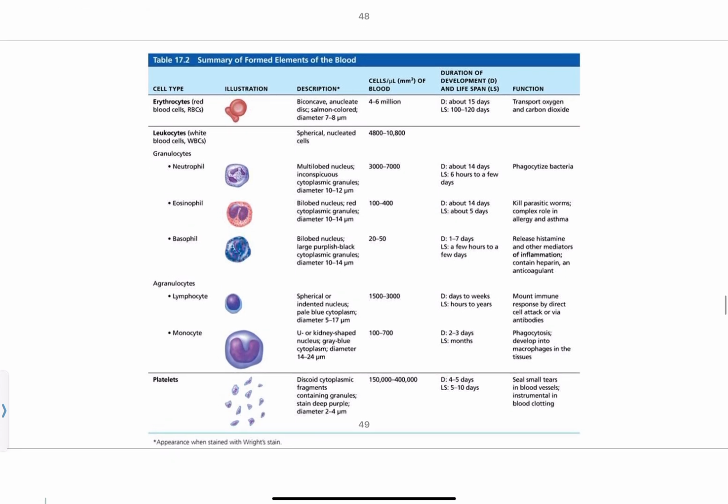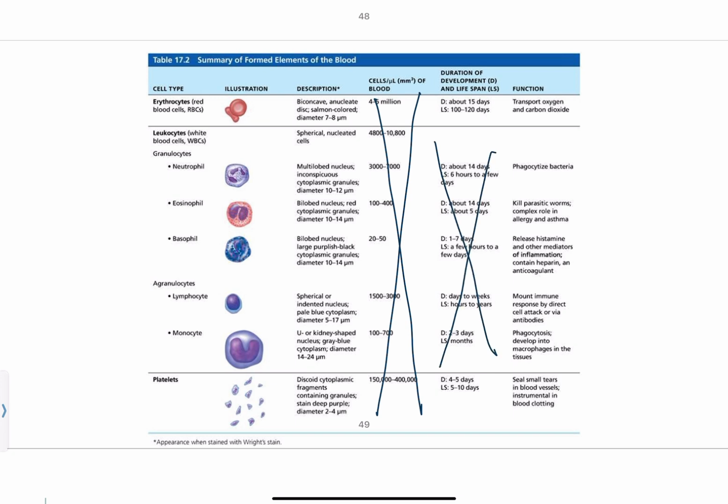So a good overview slide of all the formed elements now that we've covered. Again, you don't need to know specific numbers, not important. You do need to know the relative abundance of our leukocytes, and you don't need to know their lifespan really either. Just understand what the function is, a little bit about the description, physically what the cell looks like. That is primarily for lab though. However, I would go ahead and learn it for lecture just in case.